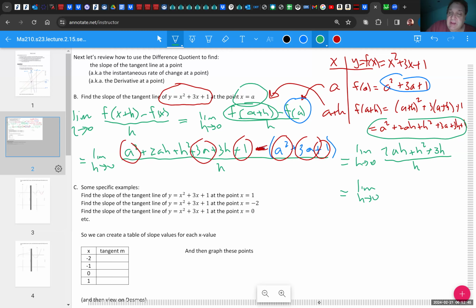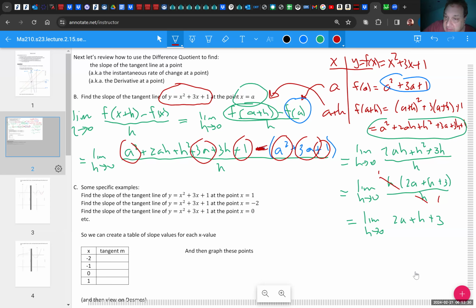Now I can divide, or factor as you wish. I can just factor an h out of the top. That's the way the author of your textbook does it. And then h divided by h is 1, and multiplying or dividing by 1 does nothing. So I can just write this as the limit of 2a plus h plus 3. The h value is getting infinitesimally close to 0 from both the right side and the left side. So I want values like 0.00000001 or negative 0.00001.